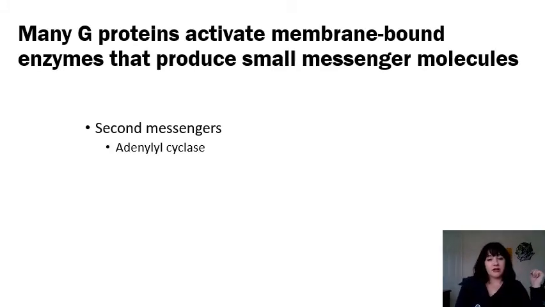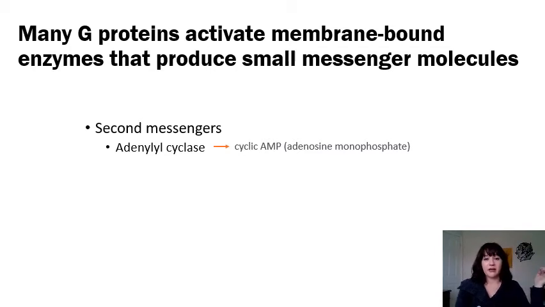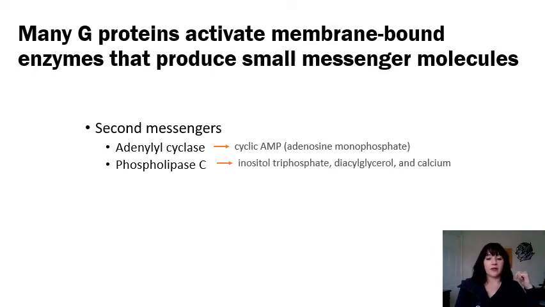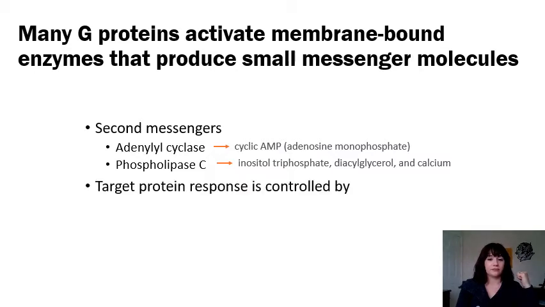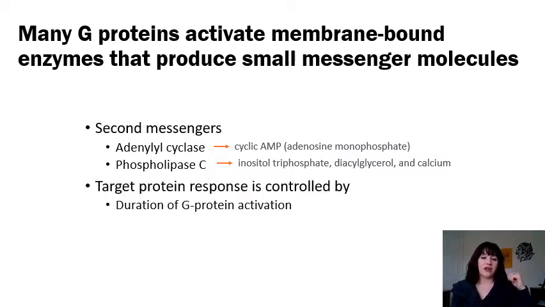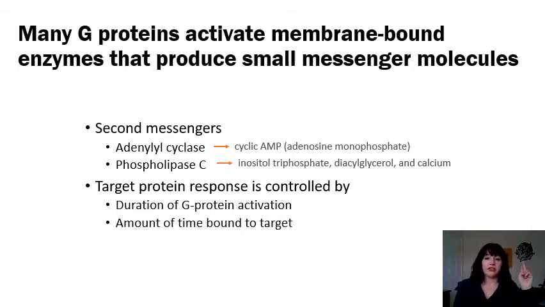So the second messenger of adenylyl cyclase is called cyclic adenosine monophosphate, or cyclic AMP. cAMP is another way people describe it. And the second messengers of phospholipase C, there are three: inositol triphosphate, diacylglycerol, and calcium. So we're going to go over these in more detail, but you should know what these second messengers are. Again, the duration of a cell's response to a signal is controlled by how long the G protein is activated and how long the G protein is bound to the target. The longer the G protein is bound to adenylyl cyclase, the more cyclic AMP it can make, right?